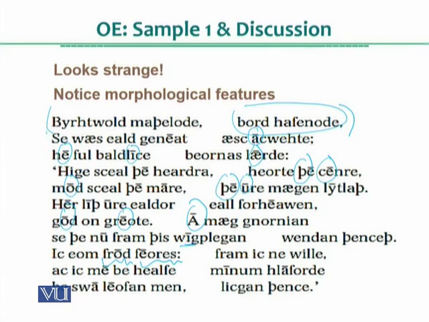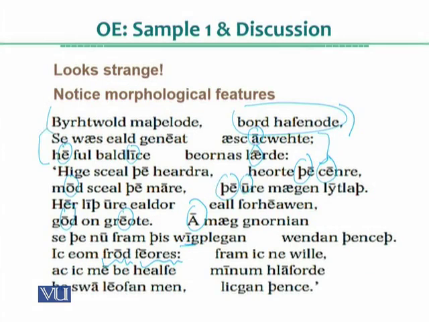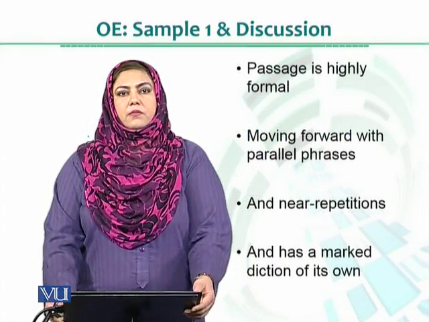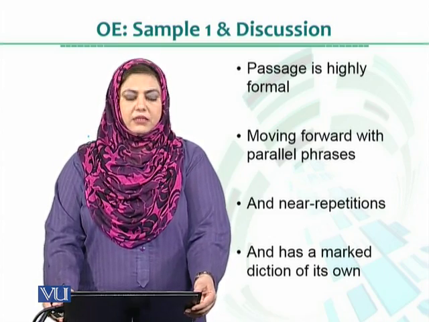Please compare these two lines of this text with their translation into the modern form. He was an old retainer, shook his spear. He full boldly exhorted the warriors. So, this repetition, he did this and he did that, this repetitive use of he is not generally used as we do it in modern English. So, you would have noticed the text has its marked diction, particular kind of vocabulary as well.